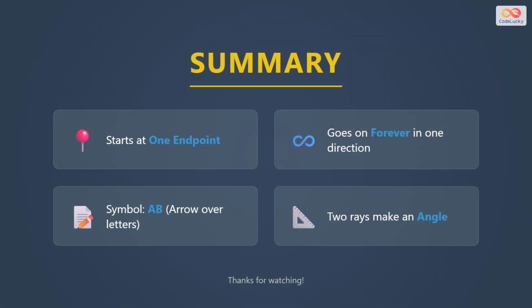Let's review what we learned. A ray starts at one endpoint and extends infinitely in one direction. When writing it, always put the endpoint letter first. And finally, 2 rays sharing an endpoint create an angle.